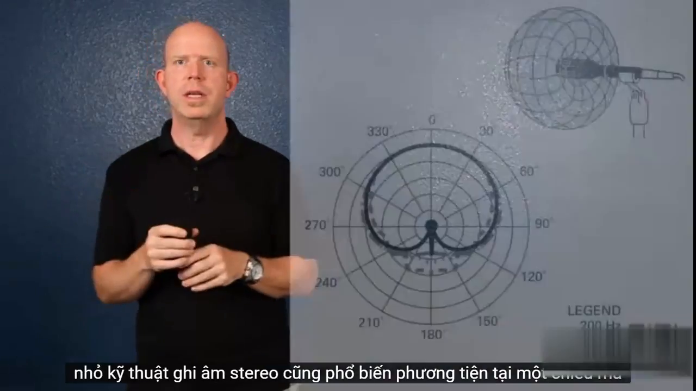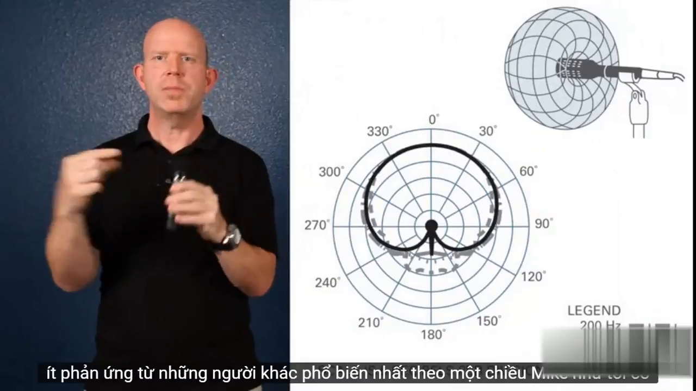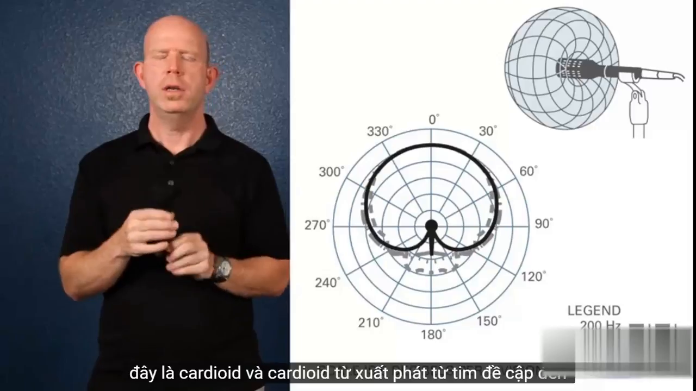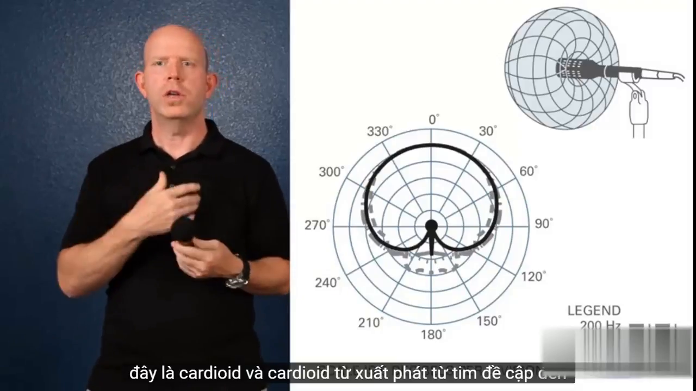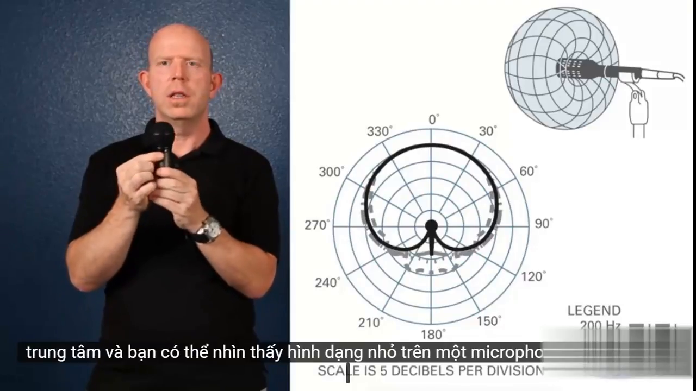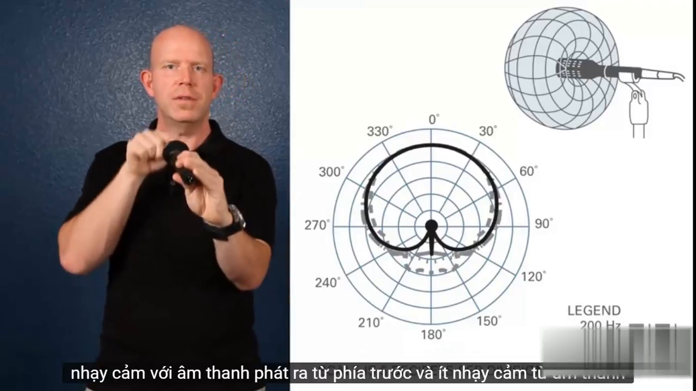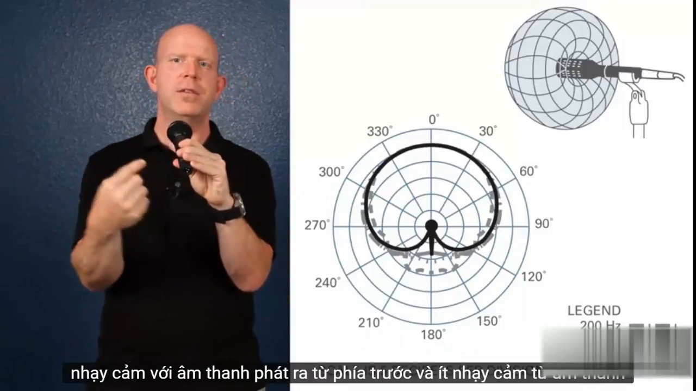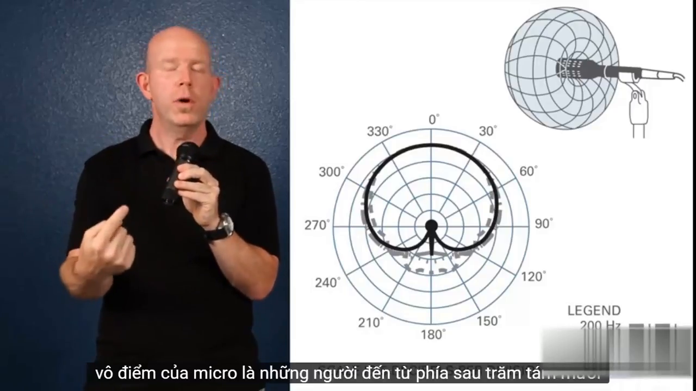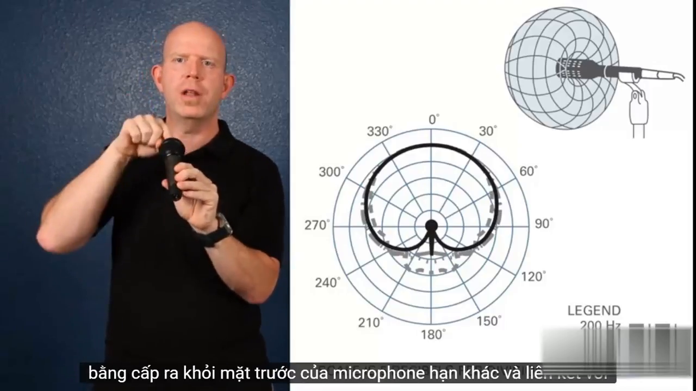Now, unidirectional means that a mic responds better to sounds coming from a specific direction and having less response from others. The most popular unidirectional mic, like I have here, is the cardioid. And the word cardioid comes from cardio, referring to the heart. And you can see the little shape on a microphone. It's a little upside-down heart, or some people call it a butt. This means that the mic is most sensitive to sounds coming from the front and less sensitive from sounds coming from the sides. And the strongest rejection of this mic, or the null point of the microphone, is those coming from the rear, 180 degrees off the front of the microphone.